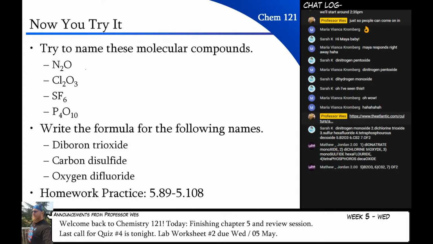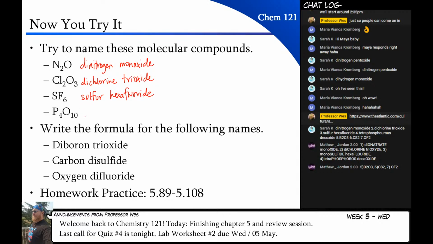Let's see here. So for N2O, we have 2 nitrogens, so I'd say dinitrogen. And then 1 oxygen, so that's monoxide, just to avoid the double O there. For the second one, I have dichlorine trioxide. Then I have sulfur. There's only 1 of them, and it's the first element, so I don't need mono. And then hexafluoride. Be real careful with spelling.